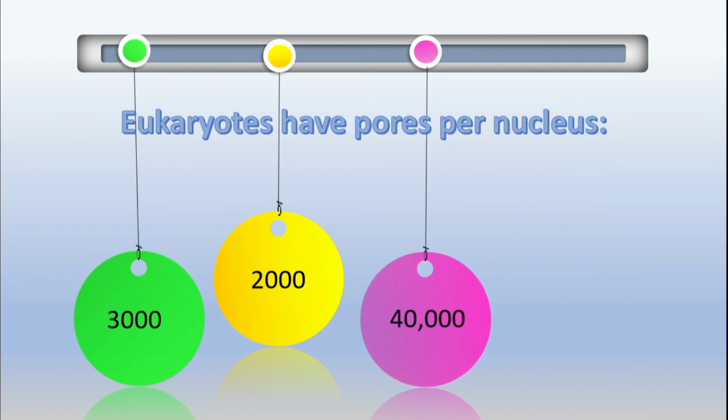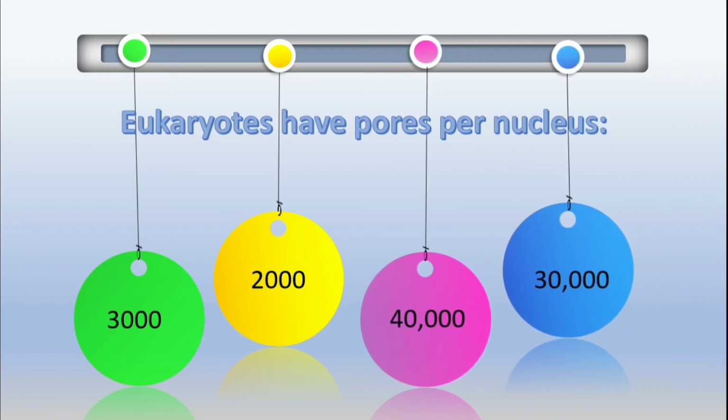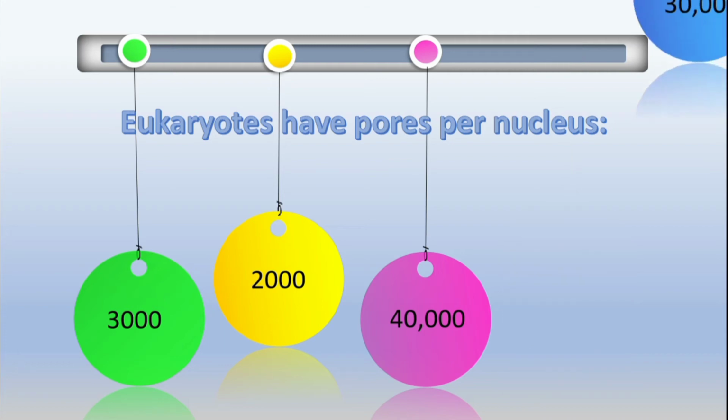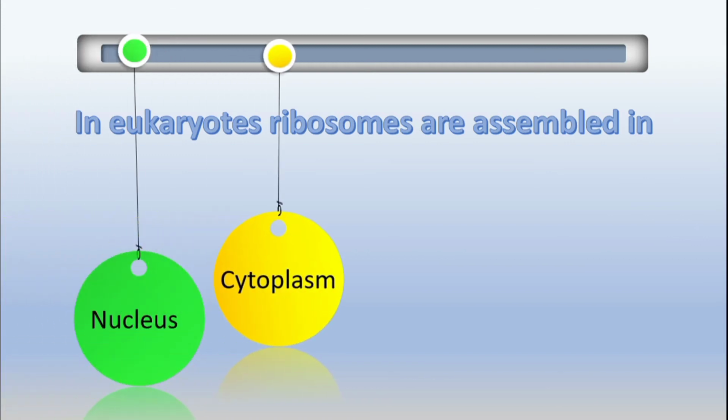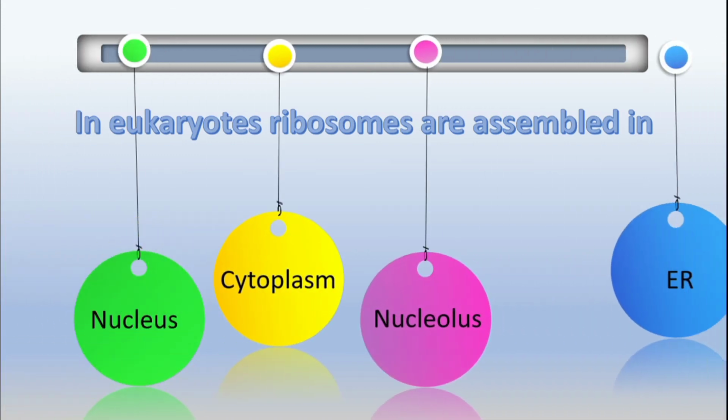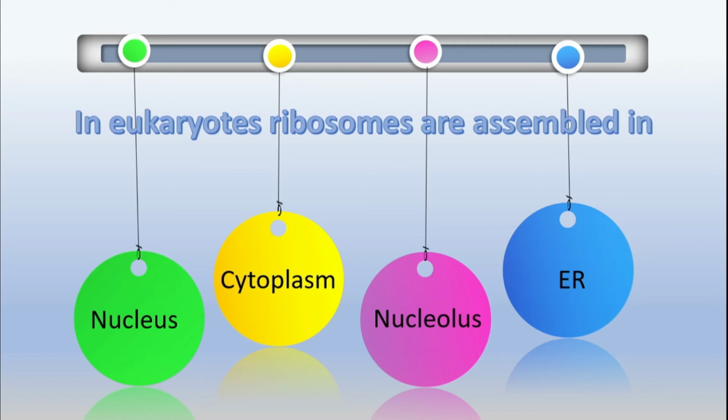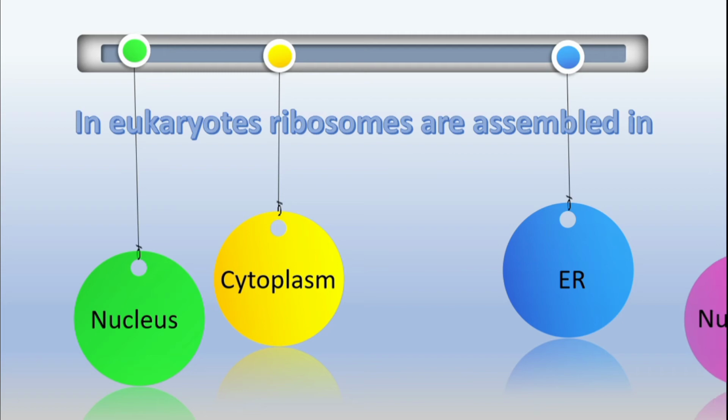Eukaryotes have pores per nucleus. The nuclear membrane has many pores that allow the movement of material between the nucleus and the cytoplasm. There are 30,000 in the egg cell. In eukaryotes, ribosomes are assembled in nucleus, cytoplasm, nucleolus or endoplasmic reticulum. The right answer is nucleolus.